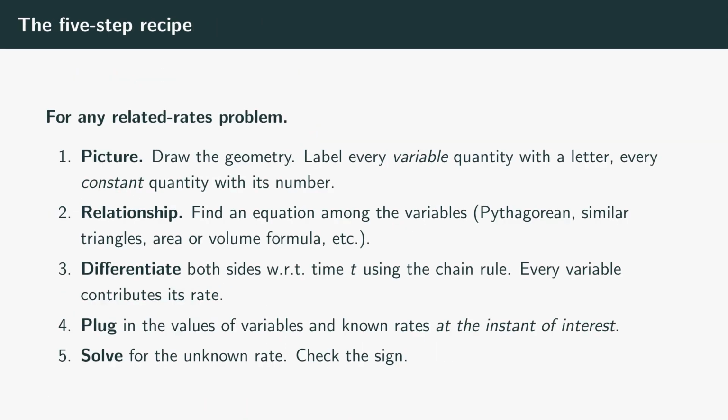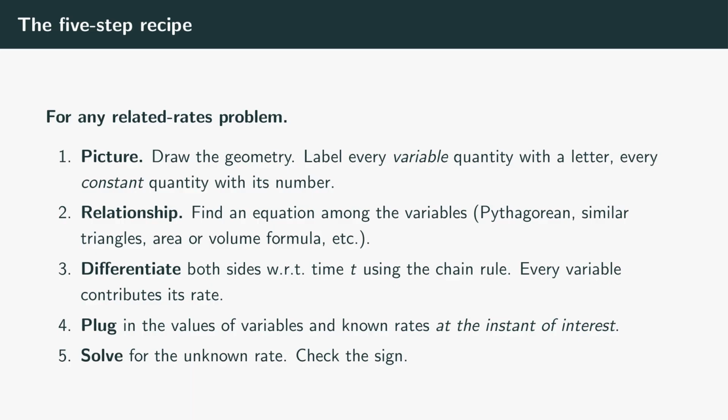5 steps. Memorize these and every related rates problem reduces to algebra. Step 1. Picture. Draw the geometry. Label every quantity that is changing with a letter, x, y, r, v, whatever, and every quantity that is constant with its actual number. The most common mistake at this stage is to label a varying quantity as a number, which destroys the problem before you start.